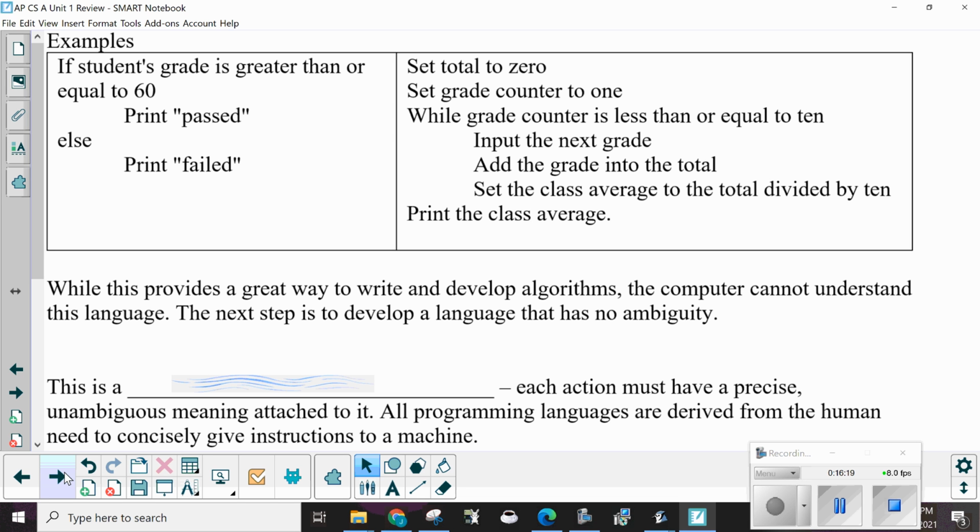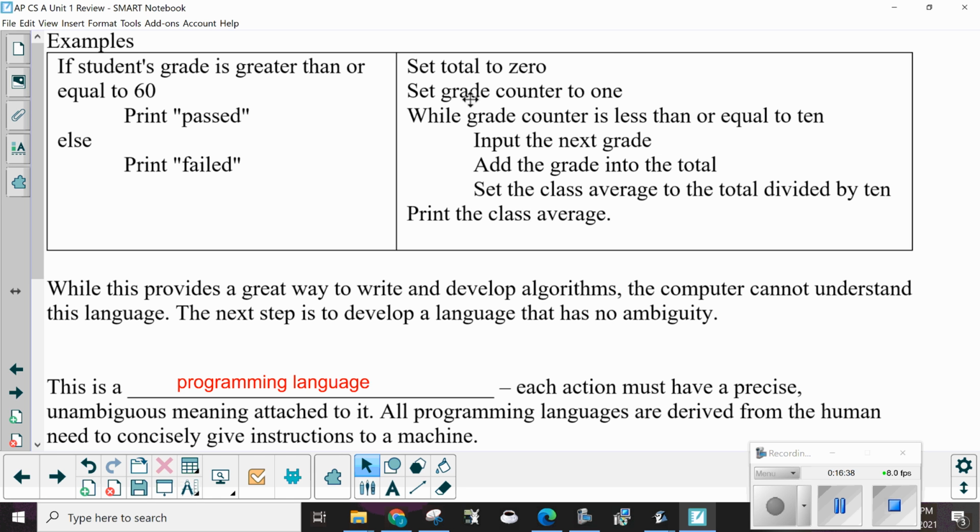This is all in English. The next step from designing your algorithm and writing it in pseudocode is to develop a language that has no ambiguity. This is a programming language. Each action must have a precise, unambiguous meaning attached to it.